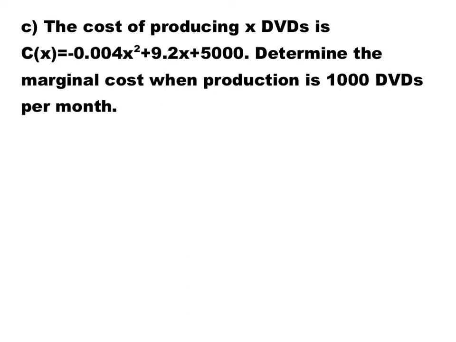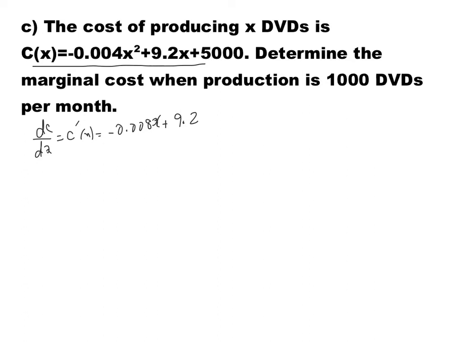The next part of the question says the cost of producing x DVDs is given by this function. Determine the marginal cost, meaning the first derivative, when the production is 1,000, when x is 1,000. So dC over dx, which is equal to C prime of x, is going to be 2 times negative 0.004, which is negative 0.008x, plus 9.2.